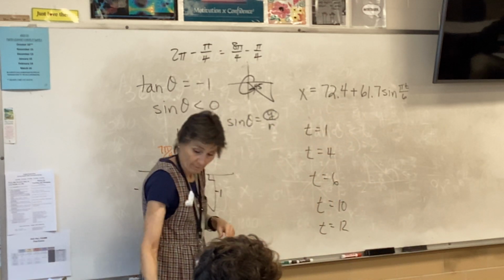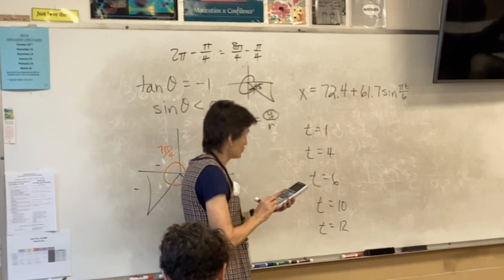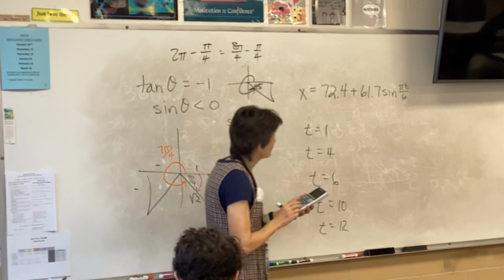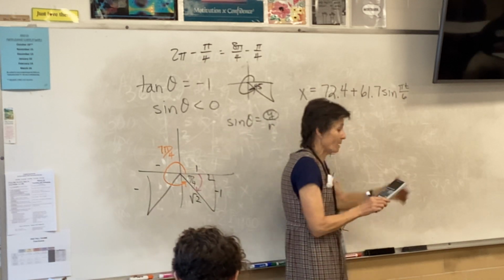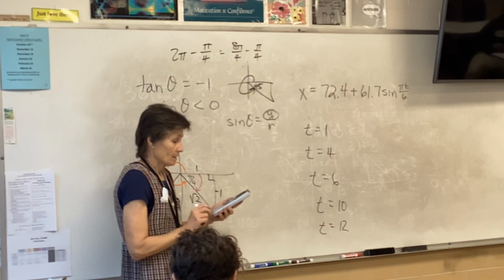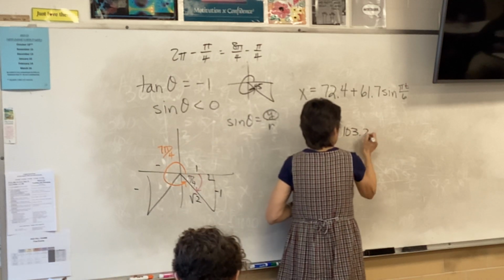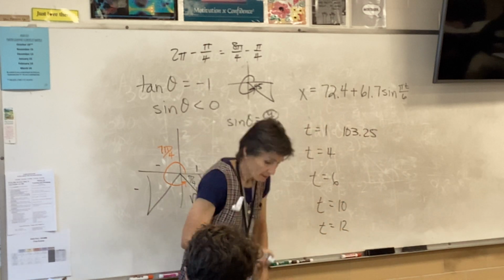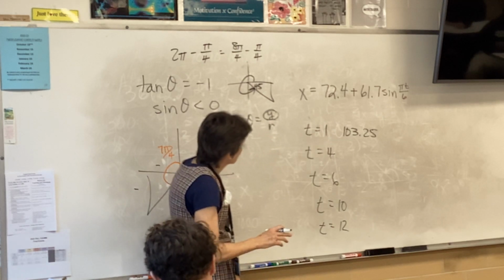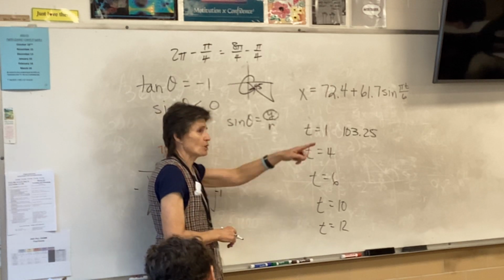All right, so I'm going to put in 1 for t. I'm going to type in 72.4 plus 61.7 sine of pi divided by 6. Use your pi button, divided by 6. Did you get 103.25? That would actually be 103.25 thousand, so 103,250.